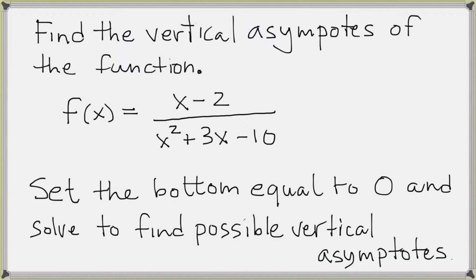So you need to be a little bit careful about that. A lot of times people will just assume that every solution of setting the bottom equal to 0 and solving will give you a vertical asymptote, but that's not true. That will only give you the possible ones. So then you would need to go through some process to check to see if there are actually vertical asymptotes there.